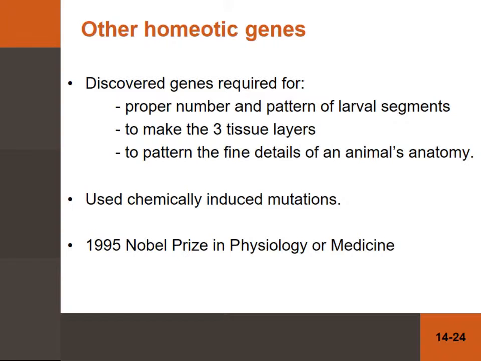That is, they would saturate the fly's chromosomes with these chemically induced mutations so that they could identify most of the genes required for the building of the fly. The most common chemical mutagen that was used was called EMS, ethyl methane sulfonate. And they were awarded the 1995 Nobel Prize in Physiology or Medicine for their discoveries.